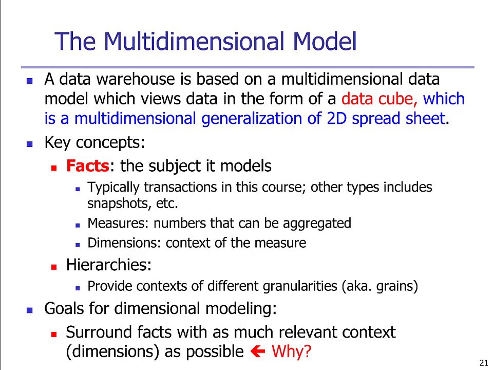Basically, a data warehouse is based on a multi-dimensional data model, which views data in the form of a data cube. So what is a data cube? It is a multi-dimensional generalization of a 2D spreadsheet. We will give the details about this multi-dimensional model or data cube, but let me give you some intuitive idea about what it looks like.